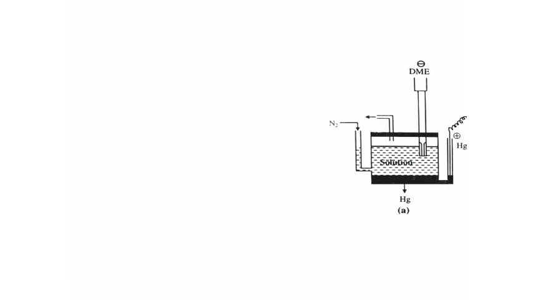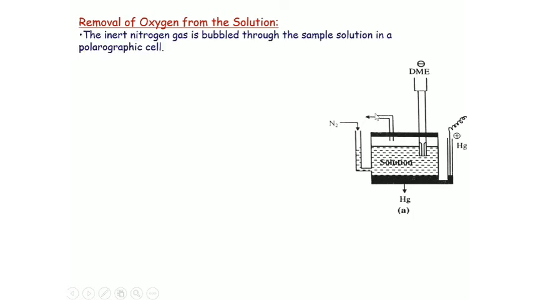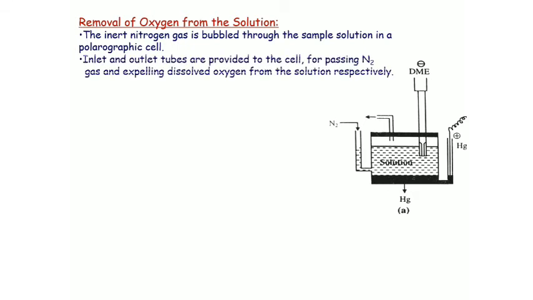The next point of the lecture is the removal of oxygen from the solution. Initially the solution contains dissolved oxygen. Before the measurement, it is necessary to expel this oxygen because the dissolved oxygen may produce some error in current measurements due to the oxidation. So, for this purpose, nitrogen gas is bubbled through the solution to expel the dissolved oxygen. The inert gas nitrogen is bubbled through the sample solution in the polarographic cell.